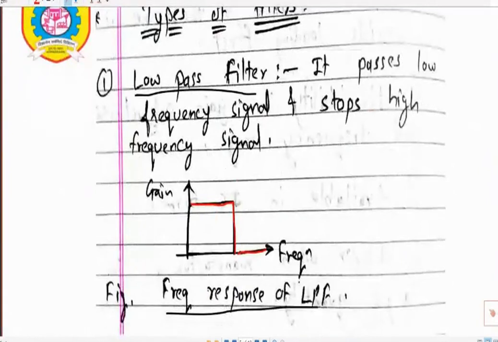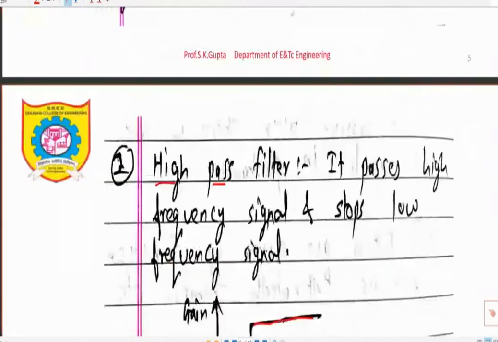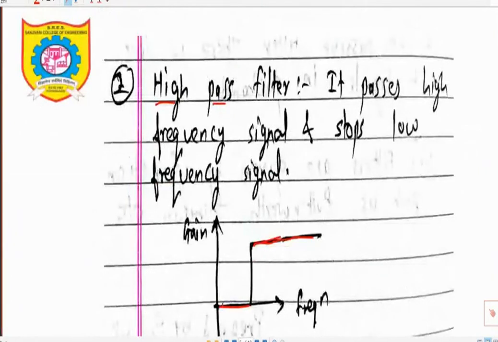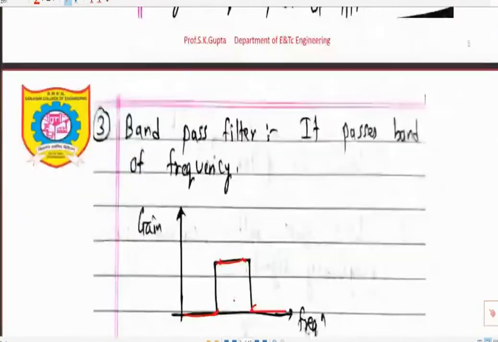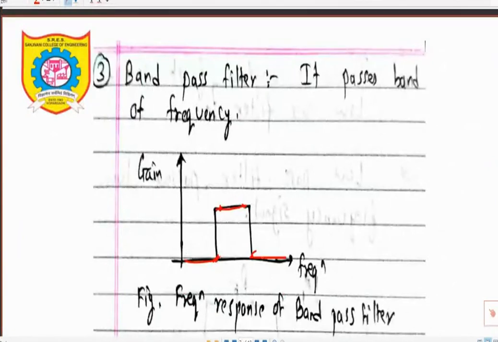Then types of filter: low pass, it will pass low frequency, it will stop high frequency. High pass, it will pass high frequency and stops low frequency. Band pass, it will pass one band of frequency. From this frequency to this frequency will be passed. All other frequencies are stopped.